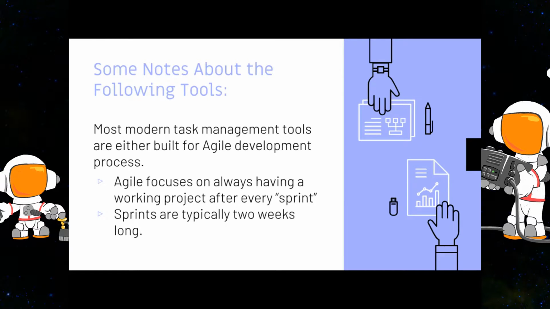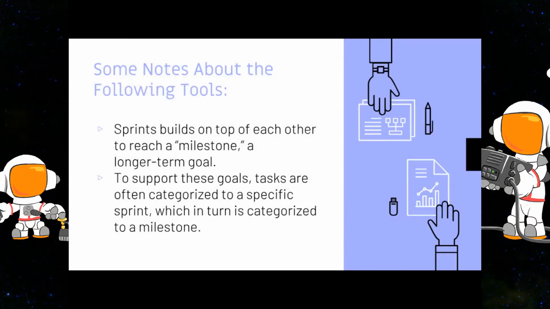And the answer is usually a board game where you can roll the dice and move forward a few steps, which is fine. That's totally okay. That is a sprint, and you got a working project that demonstrates what works well in the game. Sprints build on top of each other to reach a milestone, a longer-term project. To support these goals, tasks are often categorized to a specific sprint, which in turn is categorized to a milestone.